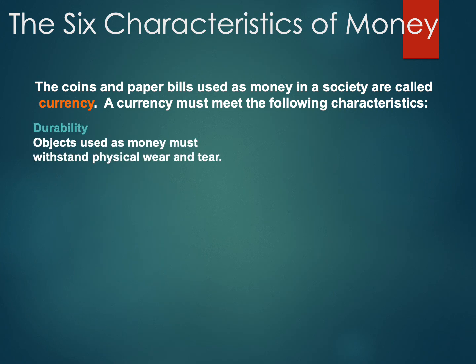Durability. It must withstand physical wear and tear. What do you do with money? Well, when we're talking about currency, you carry it around, you hand it to other people, you exchange it. It cannot simply fall apart. It cannot be fragile. This is one reason why metal coins have been used so much throughout history, because they can withstand wear and tear.